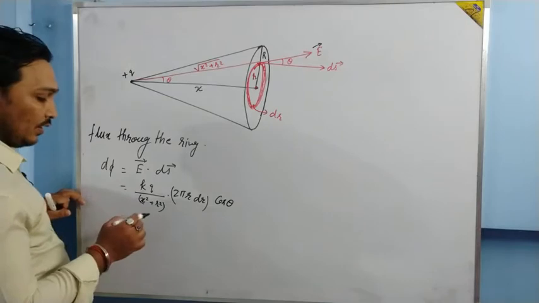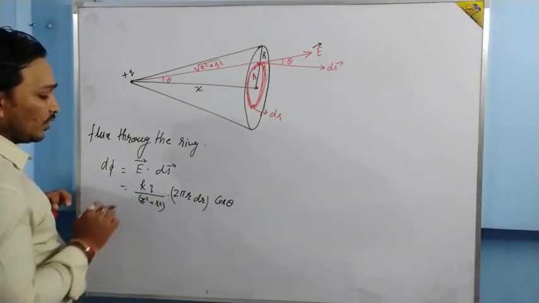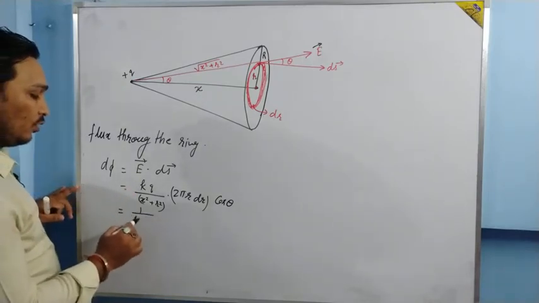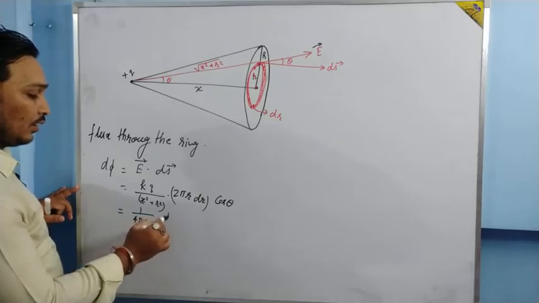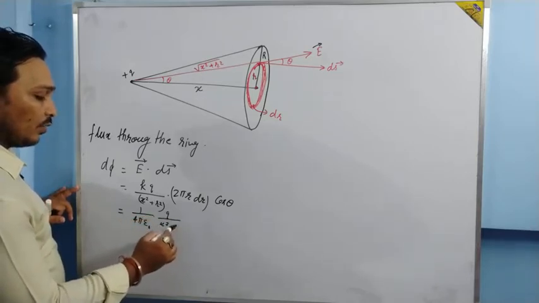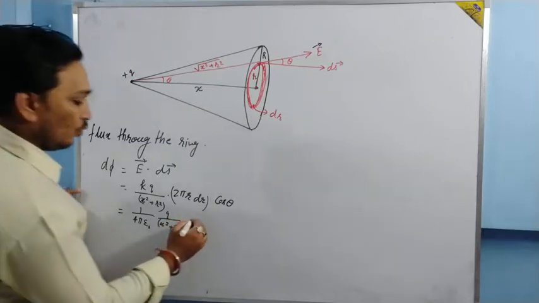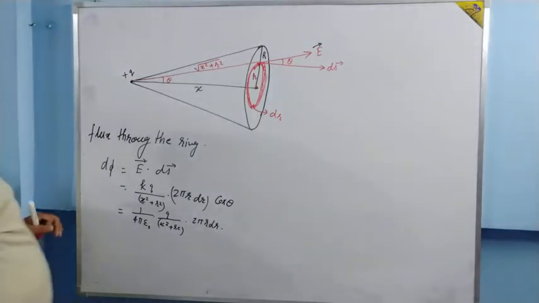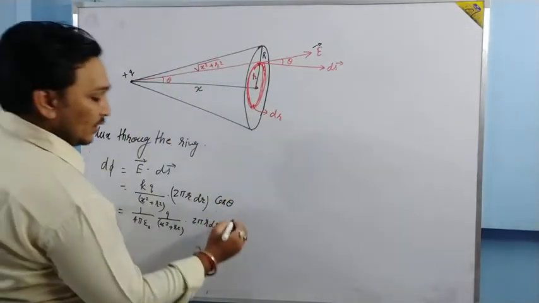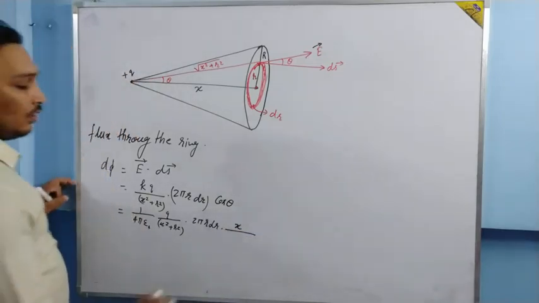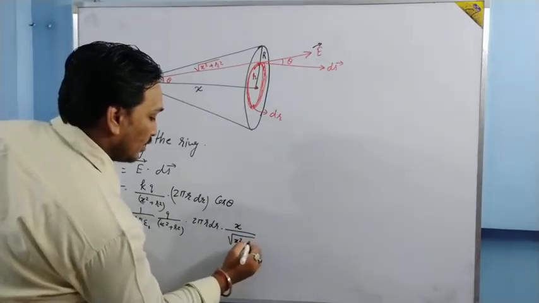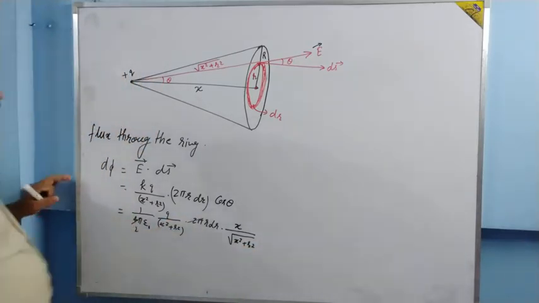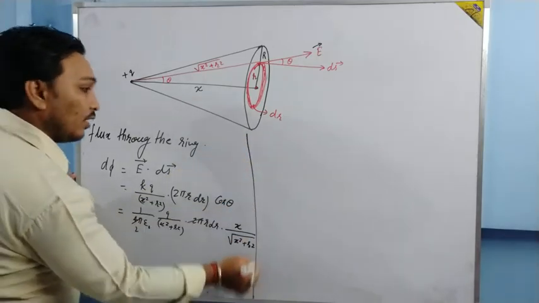Now what can we write? Is anything cancelled out? No. In place of k, if we put 1 upon 4 pi epsilon naught, then q upon x square plus r square into 2 pi r dr into, in place of cos theta, what can we write? It is cos theta, base upon hypotenuse, it is x upon under root x square plus r square. So what will happen? 2 pi will cut 4 pi by 2 times.